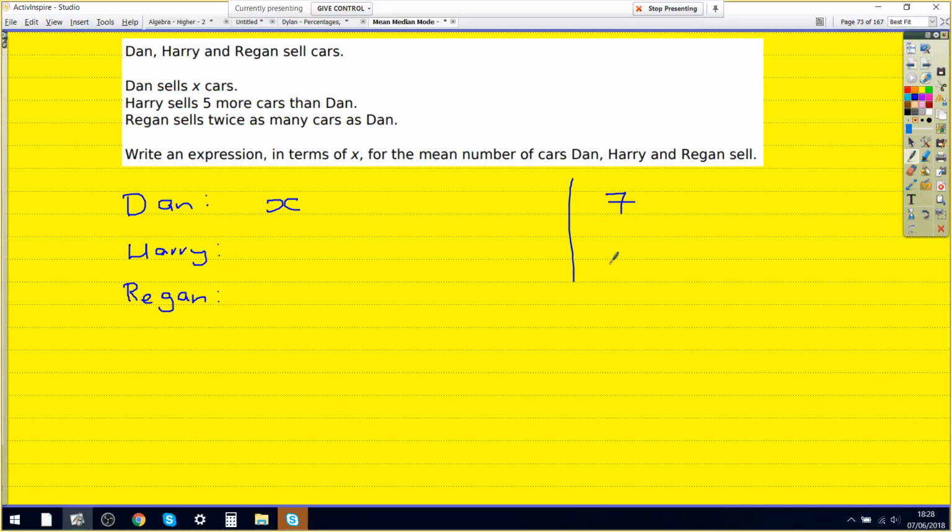So, carry on. If Dan sold 7 cars, how many cars would Harry have sold? 12. Yes, you just do however many Dan sells plus 5. And what would it be in terms of X? Dan sells X cars, so Harry sells X plus 5. Okay, so it's whatever Dan sold plus 5.